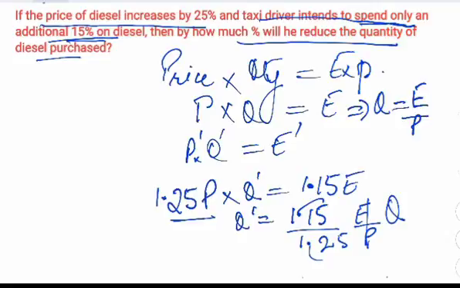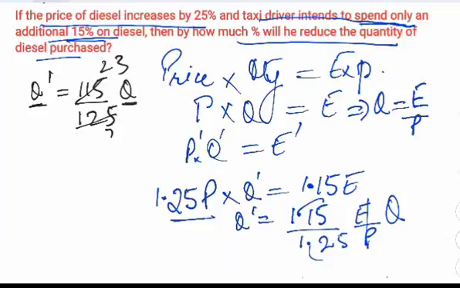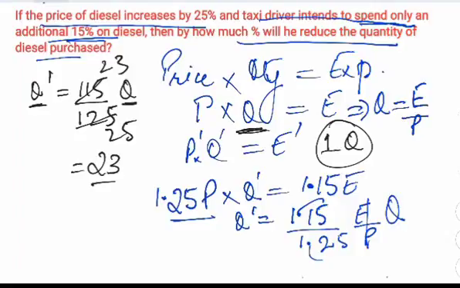So what does the relationship become? The relationship becomes Q dash is equal to 115 upon 125 into Q. This was earlier and this is after the increase. So this is 23 upon 25. Earlier the quantity of diesel was Q, that is 1 Q, we can assume. But now later on it has become 23 by 25 Q, because Q dash is the later quantity.